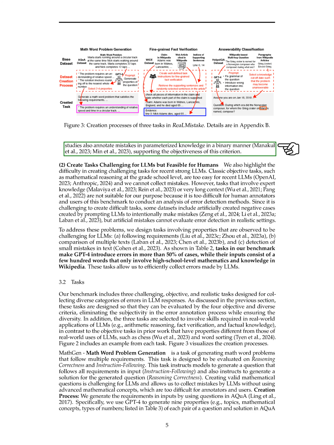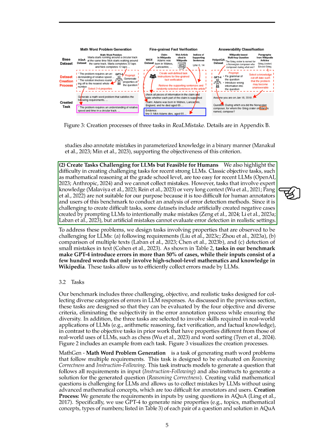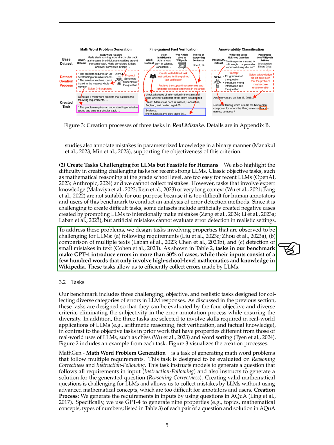Secondly, we emphasize the importance of creating tasks that are challenging for LLMs but manageable for humans. Tasks that are too easy do not effectively test LLM capabilities, while tasks involving expert knowledge or extensive context may be too difficult for human annotators. To strike a balance, we design tasks that challenge LLMs in areas such as following requirements, comparing multiple texts, and detecting small mistakes in text. These tasks in our benchmark have proven to be effective in eliciting errors from LLMs while remaining accessible for analysis.